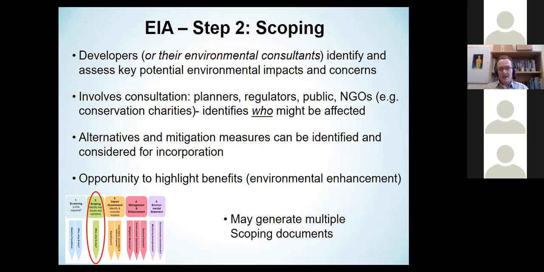Now, when this is done, the scoping stage alone usually generates many documents. You have many scoping documents produced that capture all of these different things. So the environmental impact assessment process usually generates lots and lots of different documents, all of which can be used and collated together.